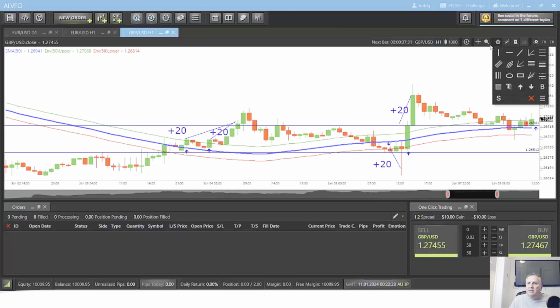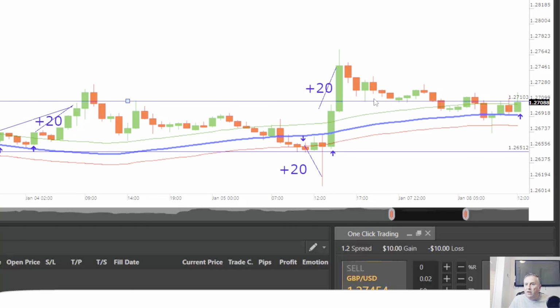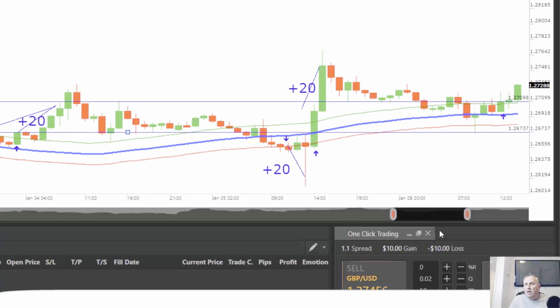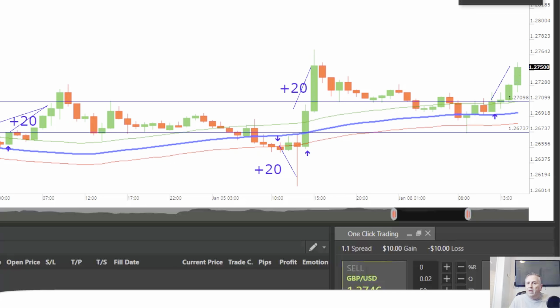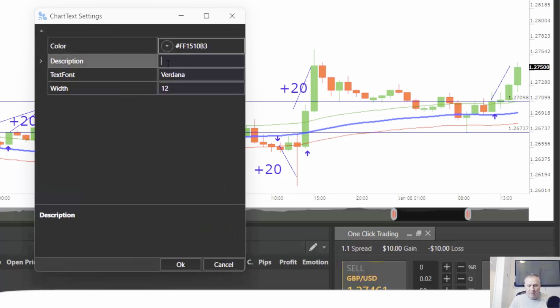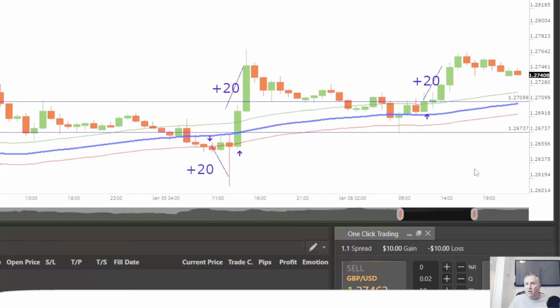So now we've got another entry where we would go long on the close of that candle there, and our stop loss would be below our line. We get a move up here. That's about a 30-40 pip move. So again, we've got another profitable trade here of 20 pips, and plus 20 on here. And we move forward.